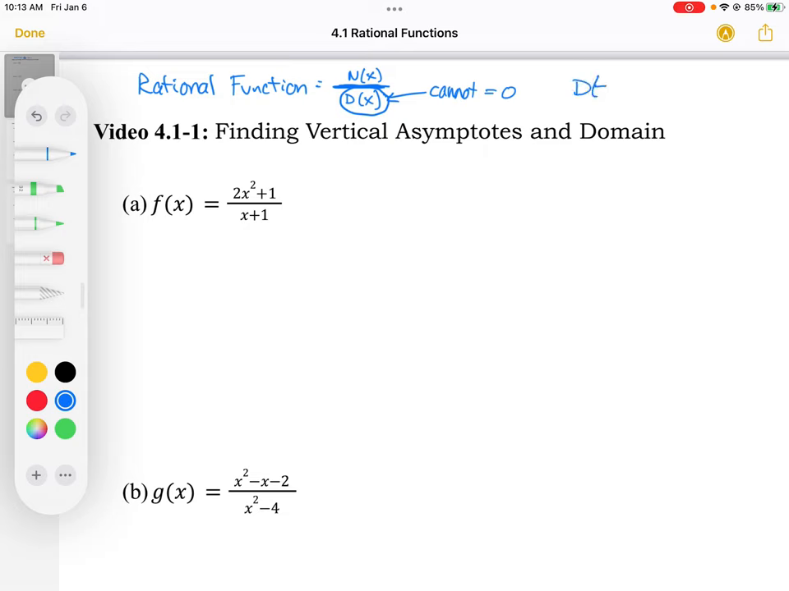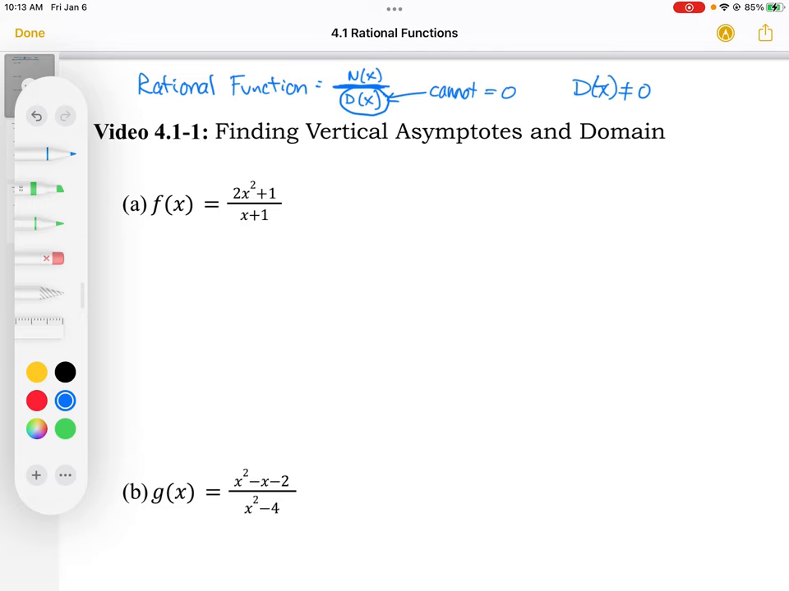We would say something like this: d of x cannot equal 0. And then we'd have to find values of x that make d of x equal 0 and exclude those values of x. So let's look at an example.